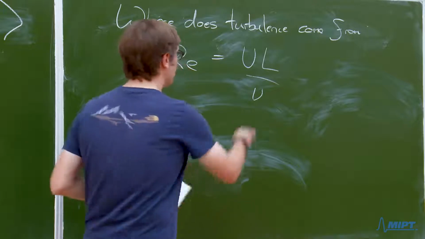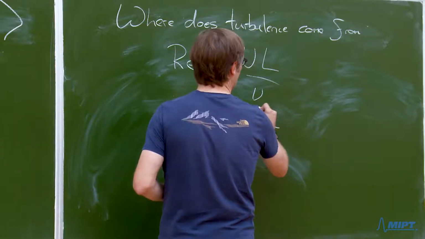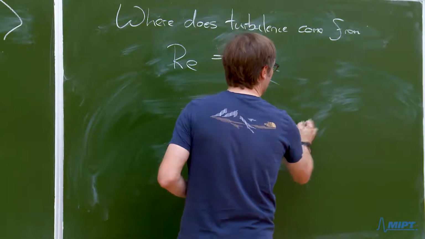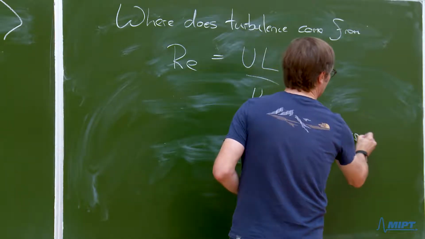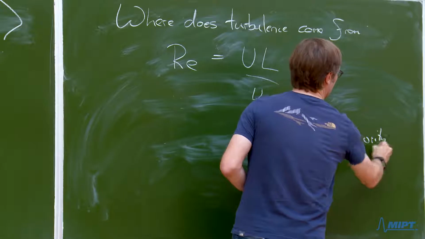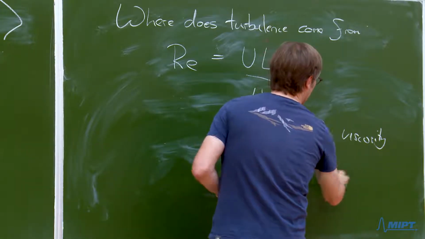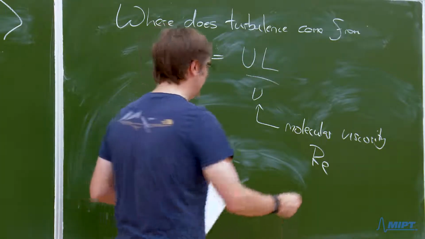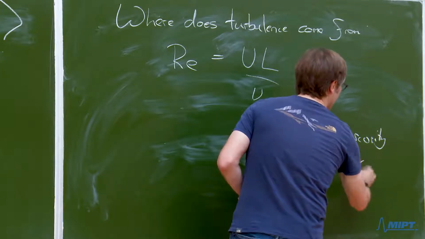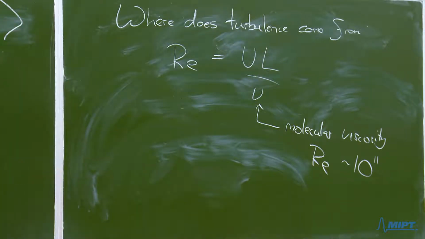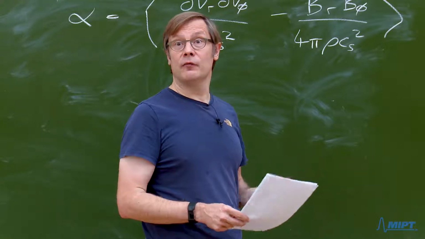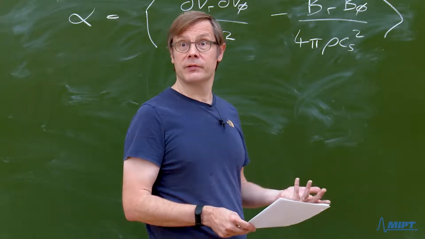So if we use for this the actual molecular viscosity, then we'll get a very large number, maybe 10 to the 10, 10 to the 11 for the Reynolds number. Okay. So we end up with very, very large numbers for the Reynolds number, which are vastly in excess of what is seen for turbulent flows in terrestrial situations.